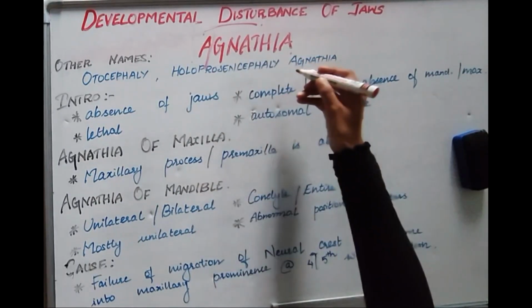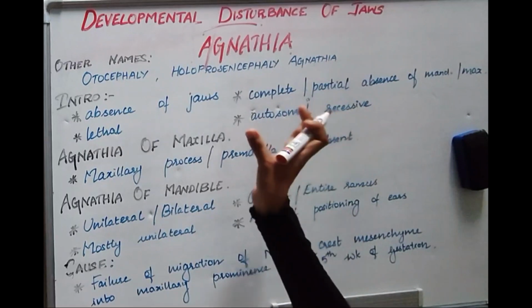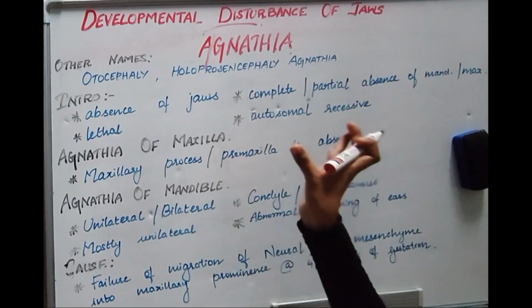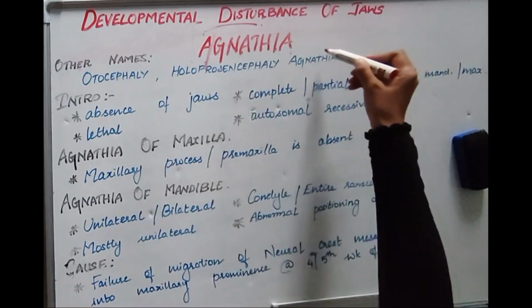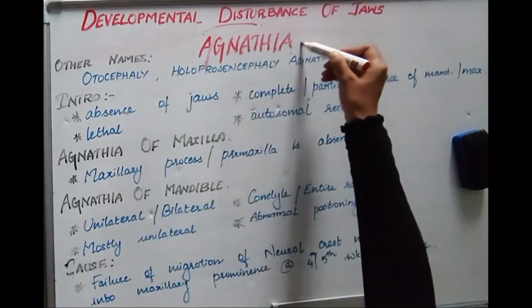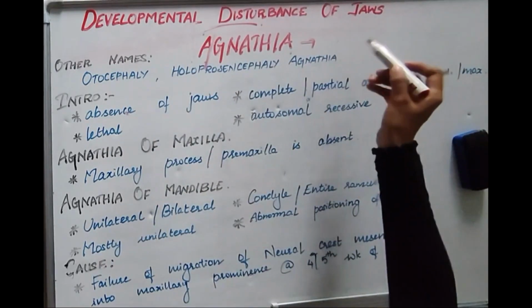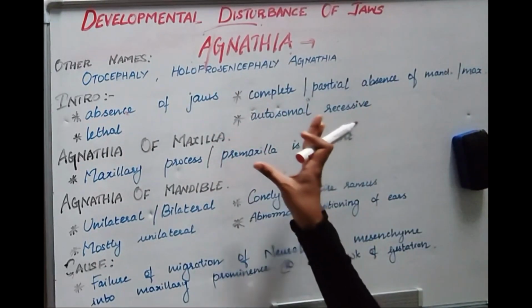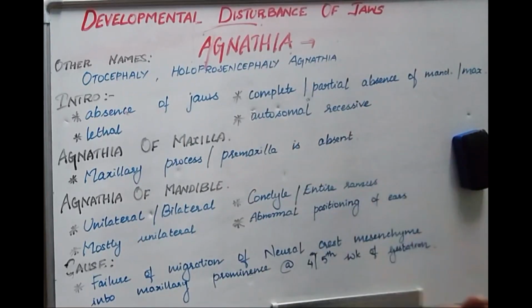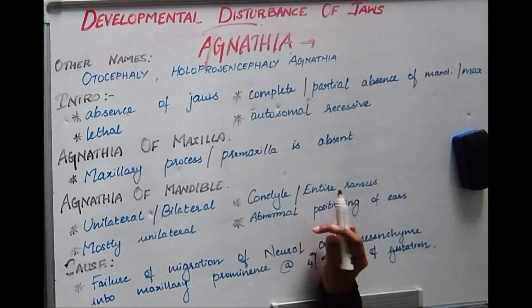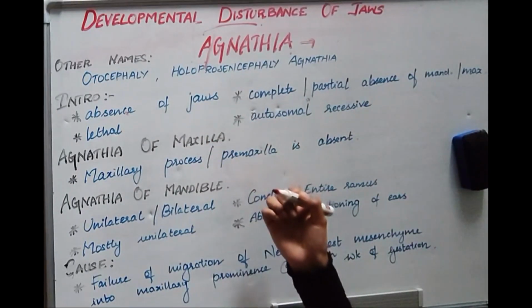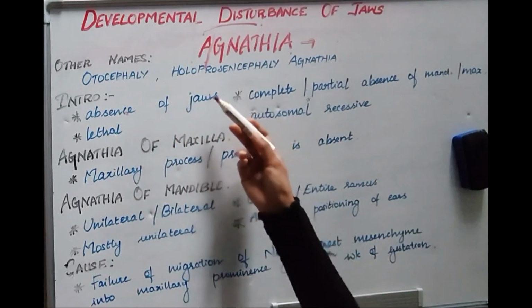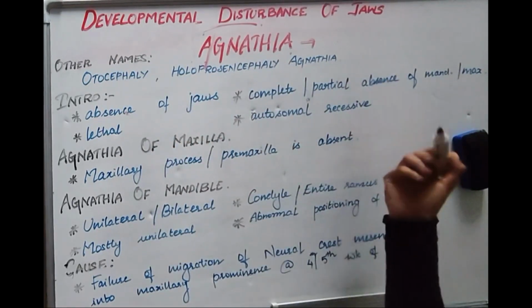So, first coming to Agnathia. From the term Agnathia, we can understand what this is. A means absence and Nathia refers to jaws. So Agnathia is absence of jaws. There is a defect in the complete development of jawbone, then we call it Agnathia. First we will see the other names. The other names are autocephaly, hollow prosencephaly, Agnathia.